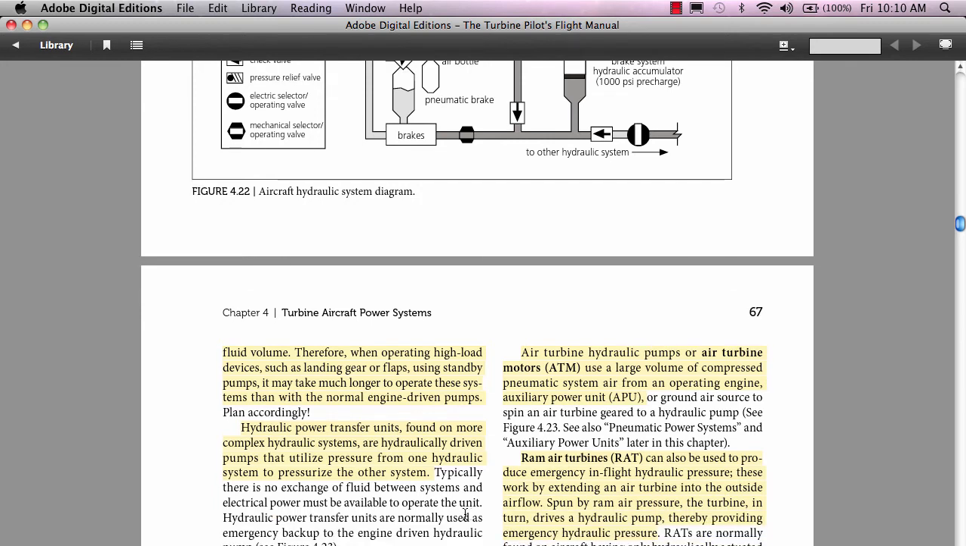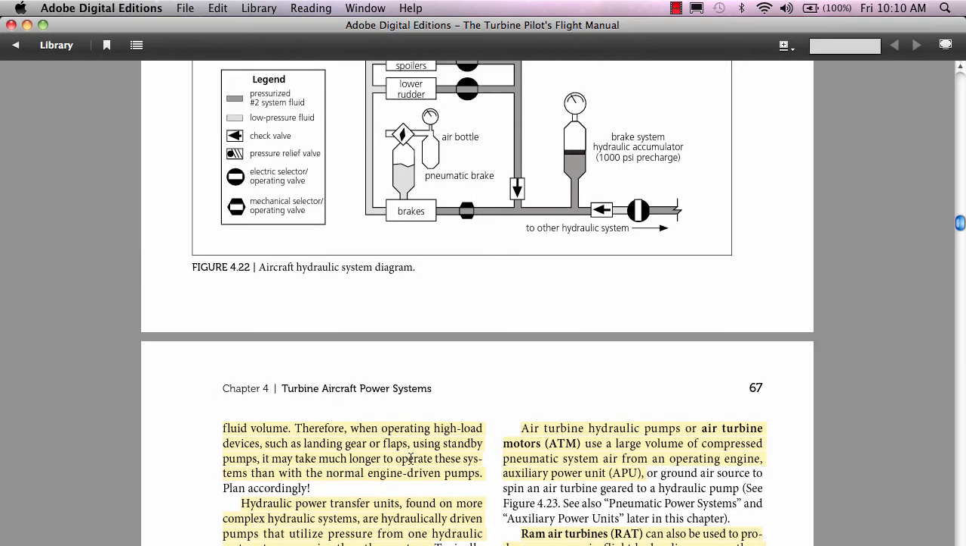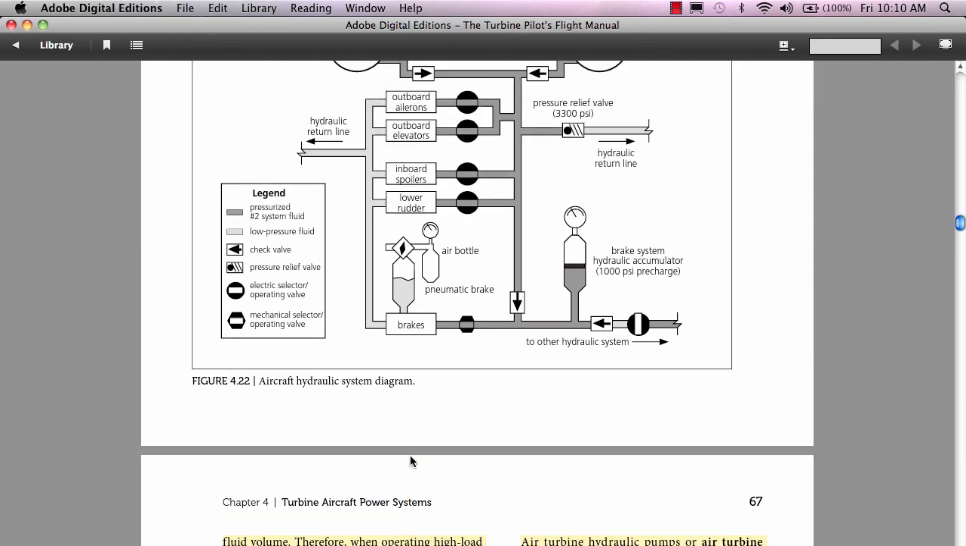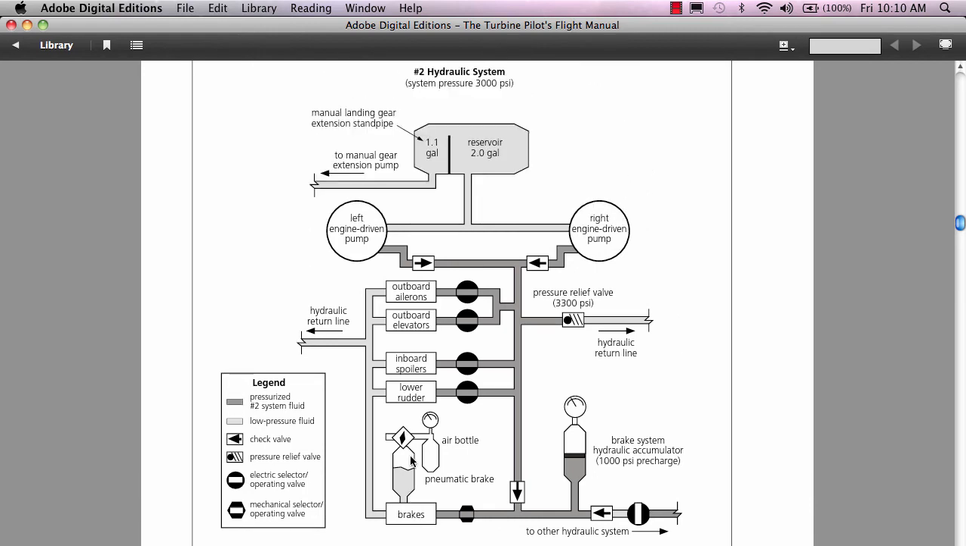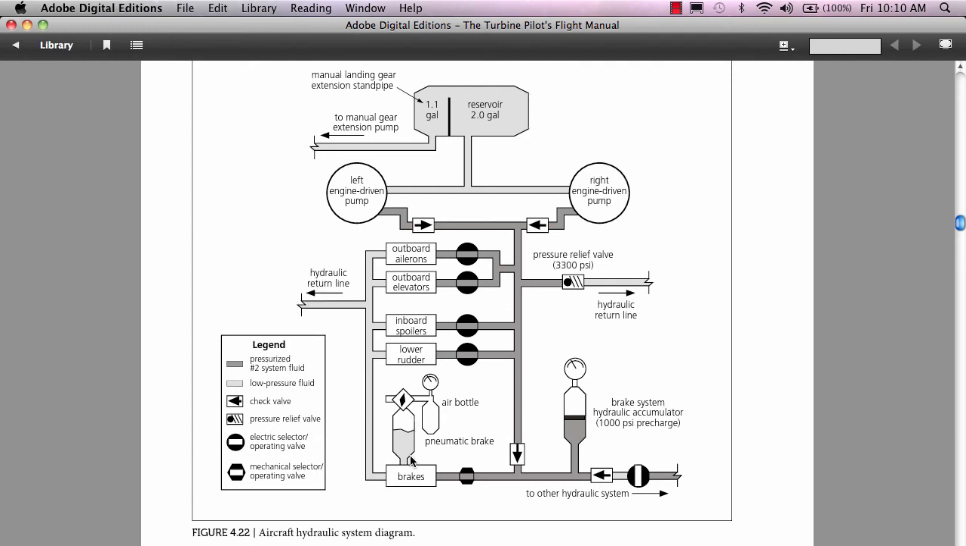Now here's an interesting concept. Hydraulic power transfer units found on more complex hydraulic systems are hydraulically driven pumps that utilize pressure from one hydraulic system to pressurize the other system. Okay, so let's go back up to this diagram. I wish they would have had this before they got through the diagram, but this isn't the diagram I was looking for. It's on the next page. But anyway, let's just talk about this one while we're here.